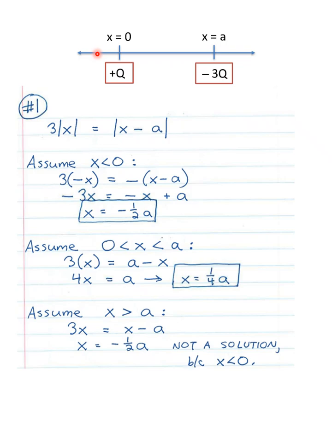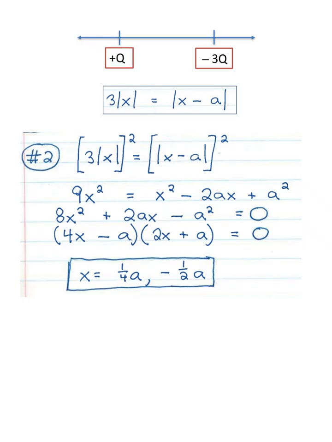I know it's the solution that we got for the first assumption right here, but for the second assumption, it's not a valid solution, because the values we plugged into the equation assumed that x was greater than a. So this does not work as a solution. However, we do have these other two solutions right here, negative 1/2 a or 1/4 a.